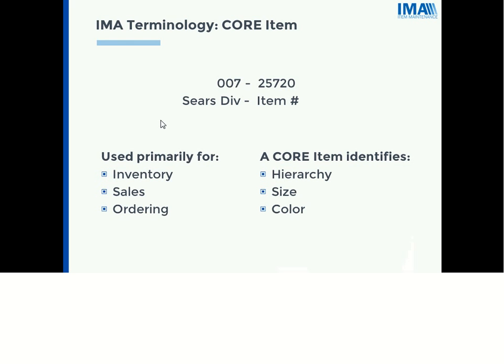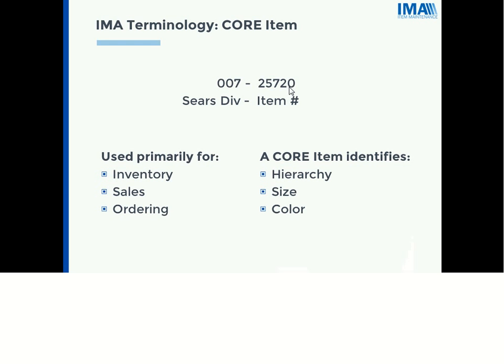So core item number, you may hear this referred to as a div item. The division is 3 digits, so if it doesn't have the zeros in front, you can add the zeros, and then a dash, and then a 4 or 5 digit item number. And just like the KSN is used primarily for inventory, sales, and ordering on the Kmart side, the core item is used primarily for inventory, sales, and ordering on the Sears side.